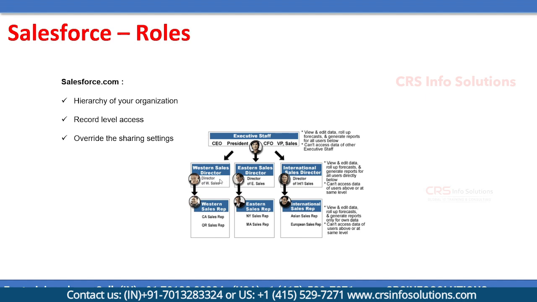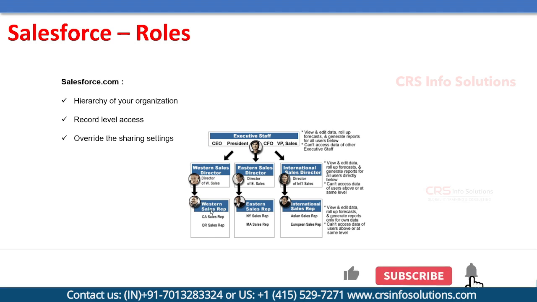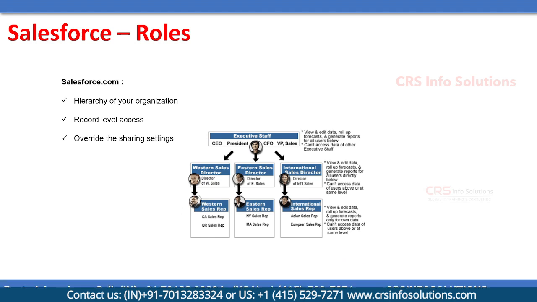In the same way, when sales reps create records, the directors can access those records. Whenever a director creates a record, the CEO or president can access the record. So this is how the basic hierarchy would be in an organization. Now let's see how to set these roles in our Salesforce org.